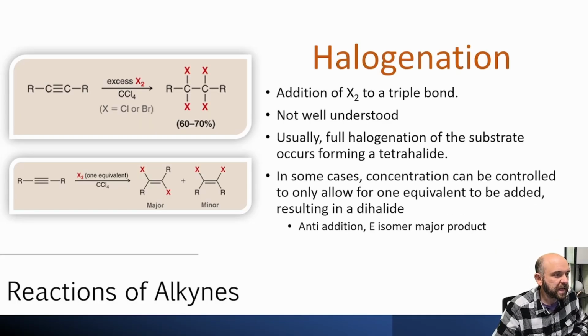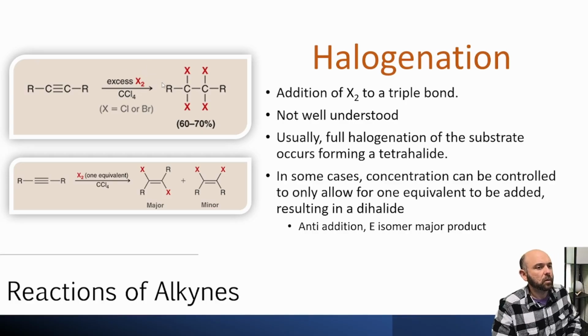Another reaction that alkynes can undergo is halogenation. If you treat an alkyne with Cl2 or Br2 in a solvent like carbon tetrachloride, we dissolve our alkyne in some carbon tetrachloride and then bubble some bromine or chlorine gas through that solution. We get tetra-substituted haloalkanes.